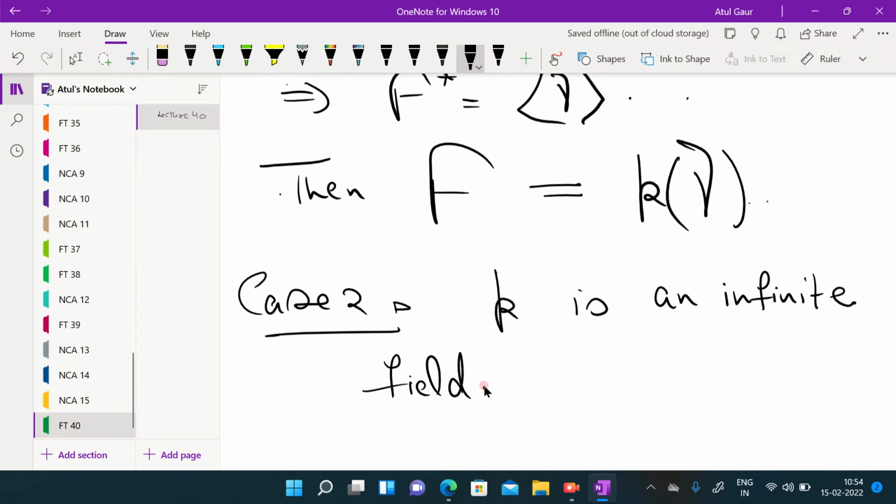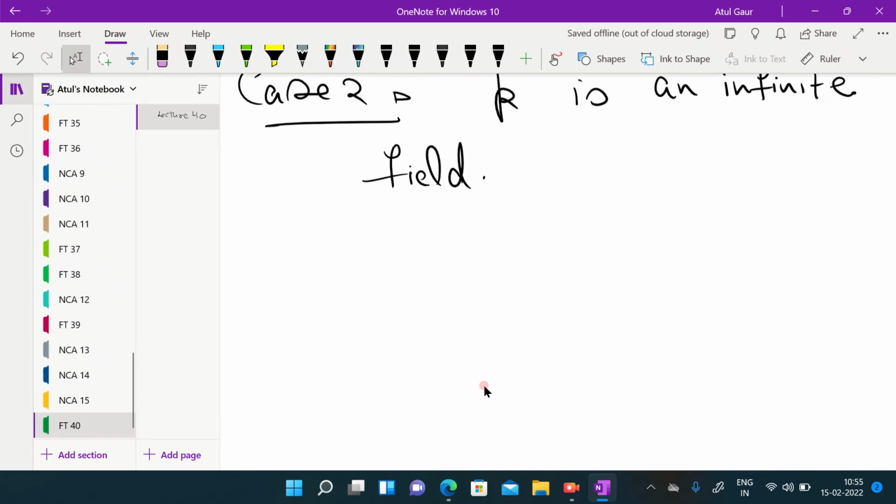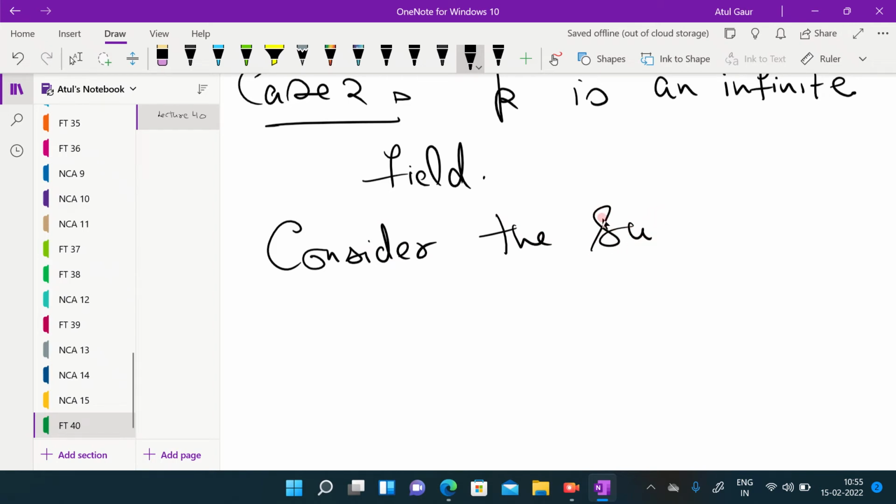That means the number of elements is not finite, it is infinite. Countable or uncountable doesn't matter. Okay. So fine. What do you do? You consider the subfields. In fact, a class of subfields, a family of subfields.